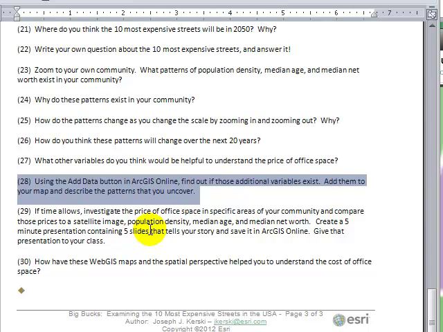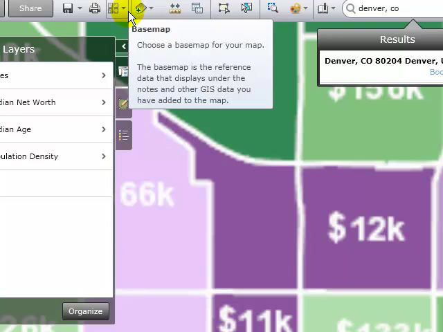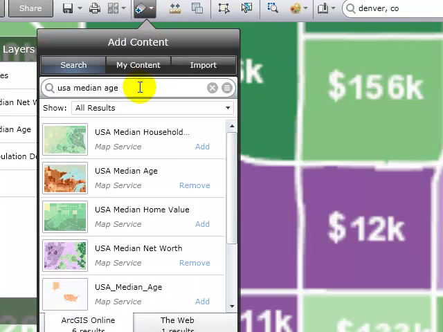Now, using the Add Data button in ArcGIS Online, find out if those additional variables that you've identified in the previous question exist. Add them to your map and describe the patterns that you uncover. Let's take a look at that. That's over here under Add Content.